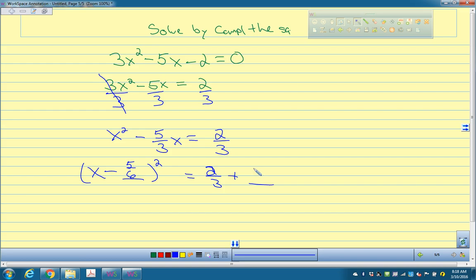What's 5/6 squared? What's 5 over 6 squared? Square the top, square the bottom. 25 over 36, okay? I know this gets ugly, but that's what happens when you have fractions, okay? You have x minus 5/6 squared equals, you have to find a common denominator. What's the common denominator between 3 and 36?